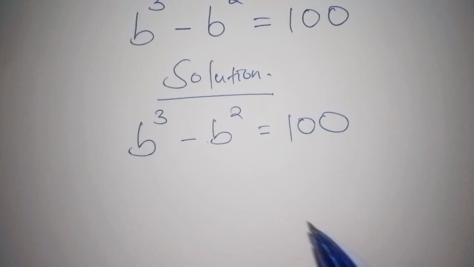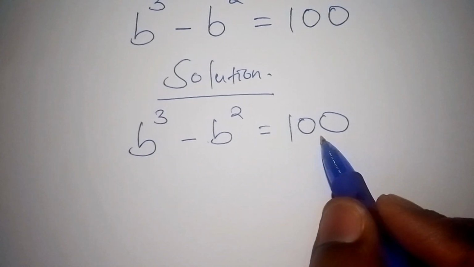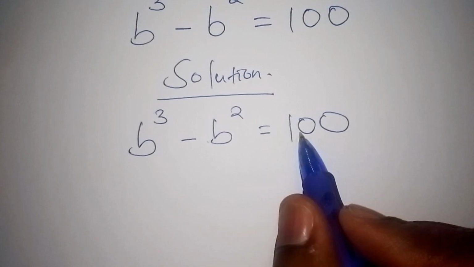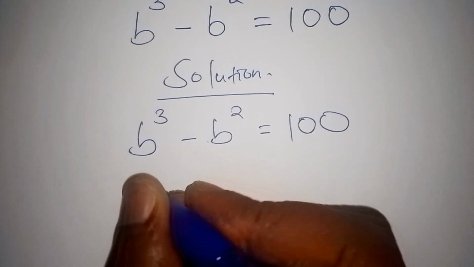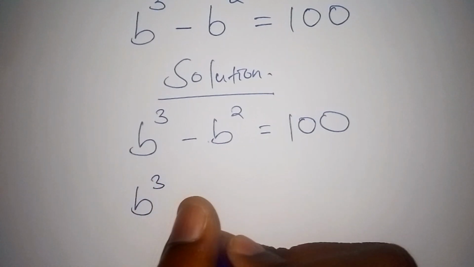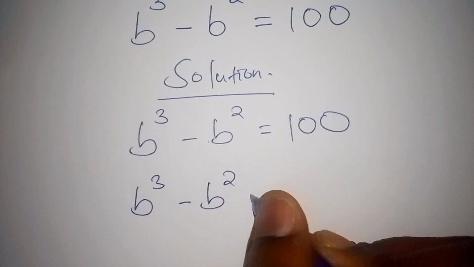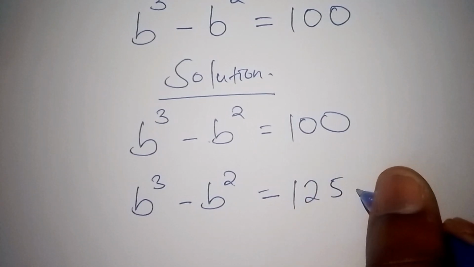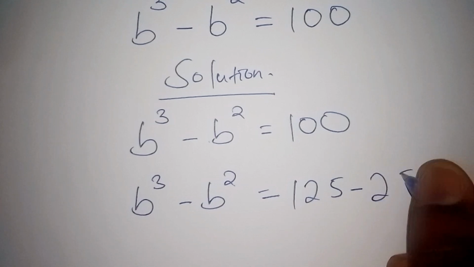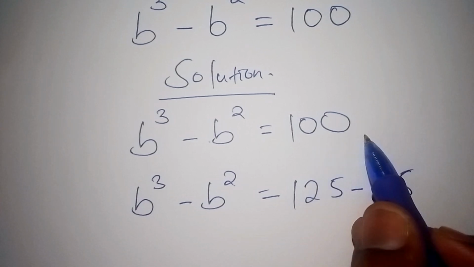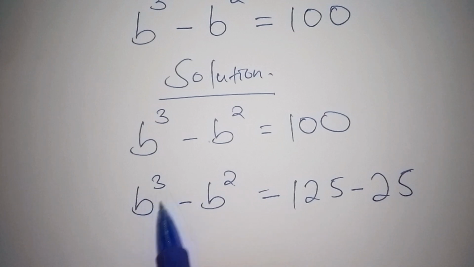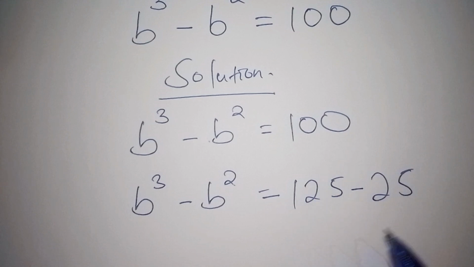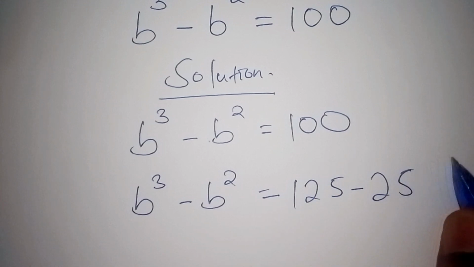So how do we go about this problem? This one is a cube, so we need to come up with a number such that when we subtract, the result is 100. In this case we have b cubed minus b squared is equal to 100, so when we have a number like 125 minus 25, we result in 100. So one of the numbers must be a cube of the other. For example, we can convert 125 to a cube, and we can also convert 25 to a square.